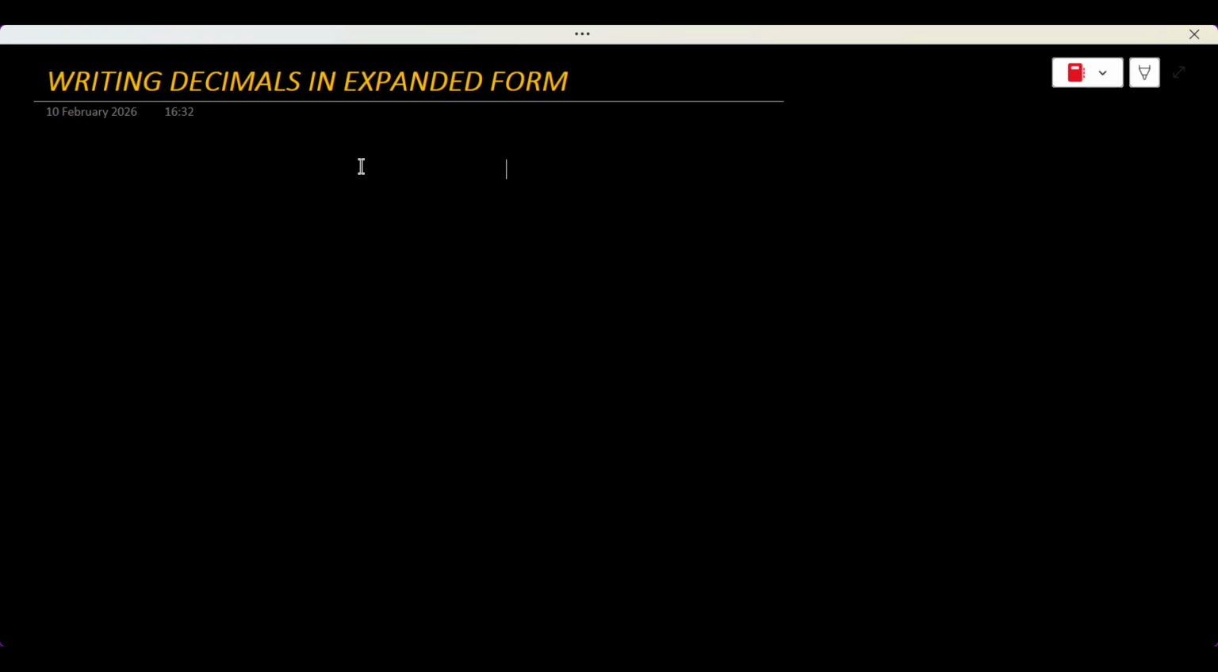Today we'll be talking on the topic writing decimals in expanded form. And what this basically means is that we are going to write each digit according to its place values.